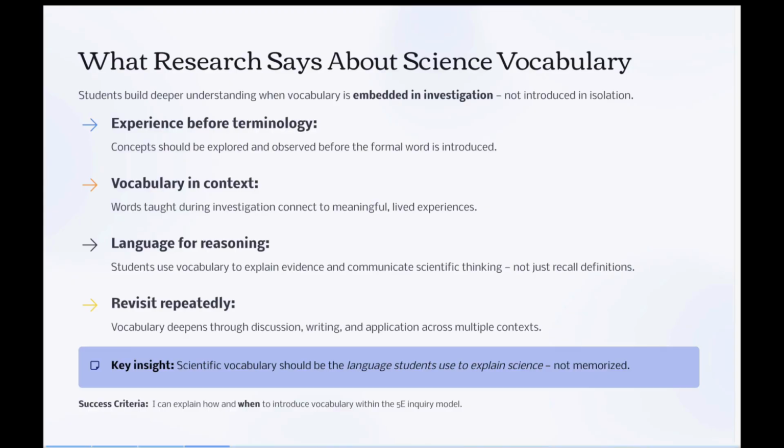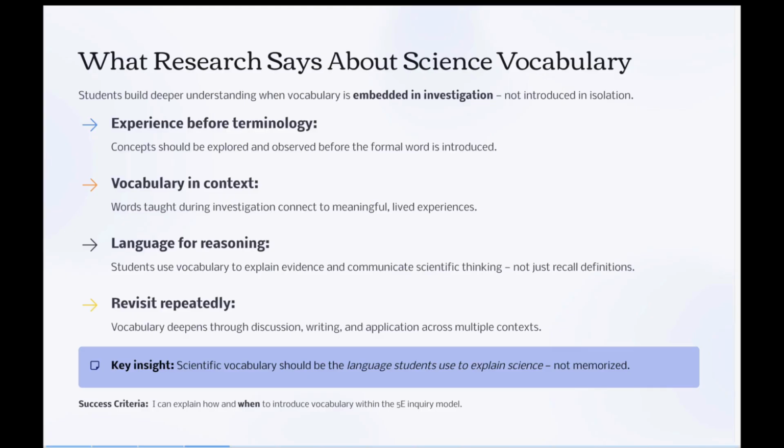They need language for reasoning. Students use vocabulary to explain evidence and communicate scientific thinking, not just recall definitions. And they need to revisit their vocabulary repeatedly. Vocabulary deepens through discussion, writing, and application across multiple contexts. The key insight here: scientific vocabulary should be the language students use to explain science, not just memorized.